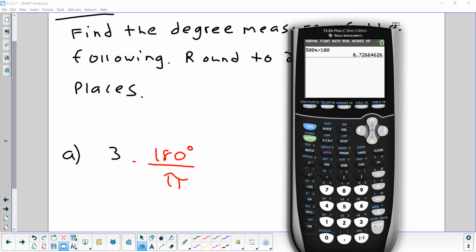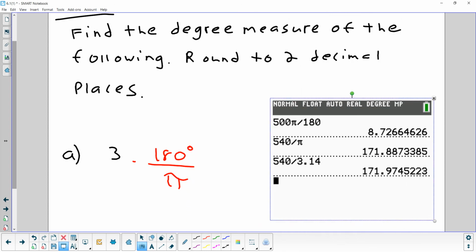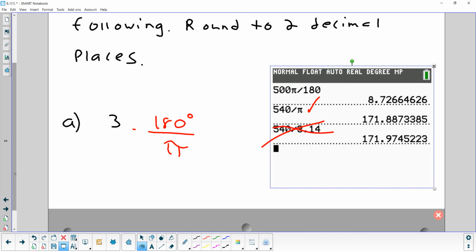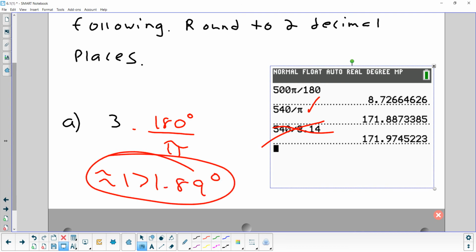This is how you should do it. 171.89. This is how you should not do it. 540 divided by 3.14. If I'm looking for accuracy to 2 decimal places, 171.88 is a lot different than 171.97. So the correct one is the top one. Don't do it that way. 171.89. And that's how you convert between degrees and radians.